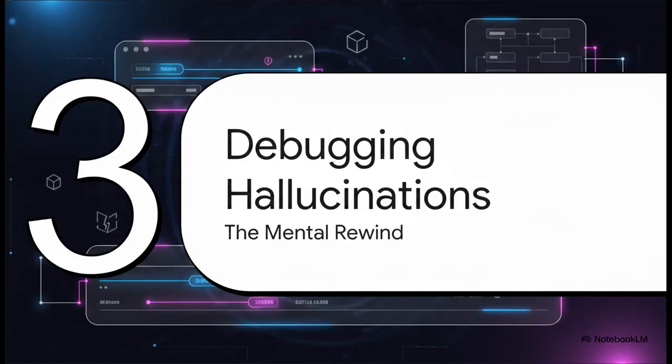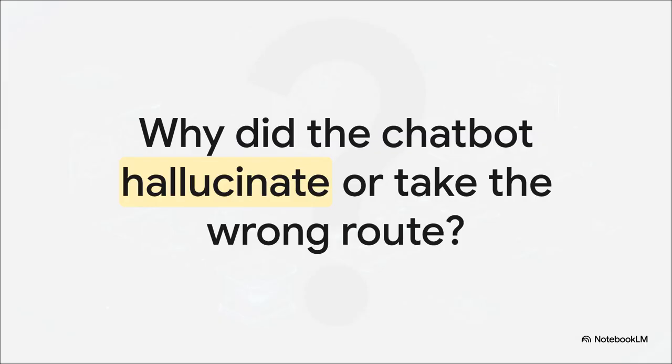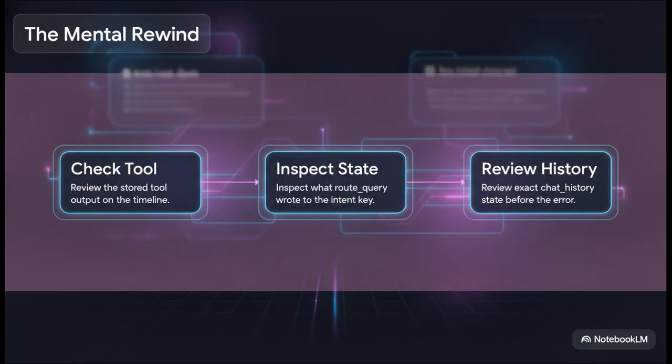Next up, Section 3, debugging a chatbot hallucination. This is the million-dollar question, isn't it? When you hit a wrong route or get some bizarre LLM output, you don't want to just guess what happened next. You really need to ask, what happened right before this? To solve this, Burr lets you do what we call the mental rewind. You literally just click backwards through the actions.